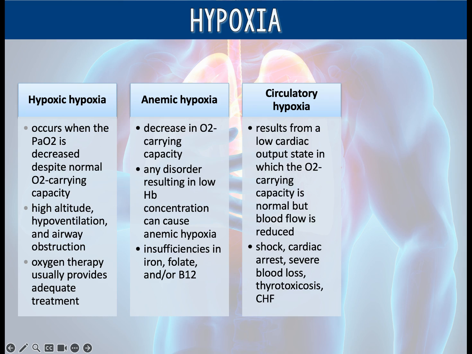So, examples of circulatory hypoxia include shock, cardiac arrest, obviously, right? Because your heart's not moving, so there is no cardiac output. Severe blood loss, and there's a thing called thyrotoxicosis and CHF, congestive heart failure.